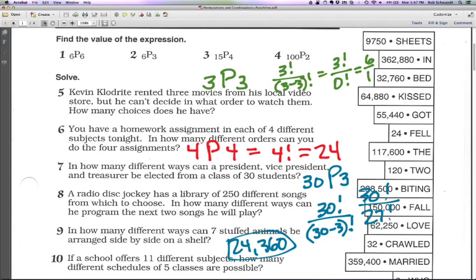Okay, so that kind of gives you a short, brief introduction to how permutations work, the formulaic way, as well as typing into a calculator. I'm actually going to do 8, 9, and 10 in another video. I just wanted to keep this one short and give you a little bit more information.